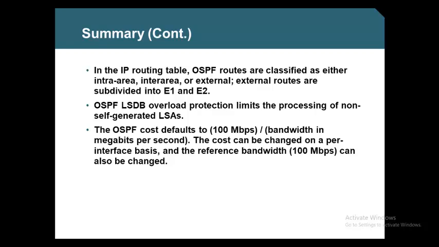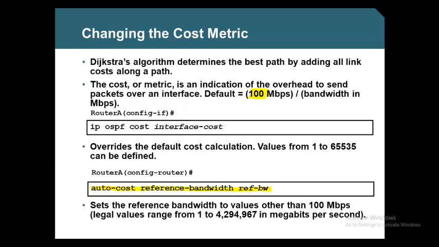For that, the numerator value in that cost formula can be changed by going under OSPF and saying auto-cost reference-bandwidth, and then the value that you want to set. And if you want to have your own cost, you don't want to rely on the auto cost.